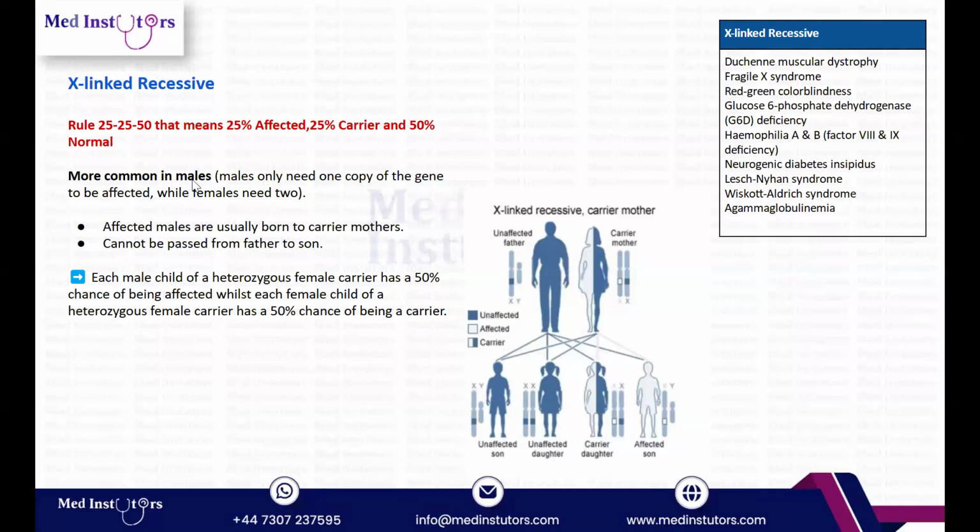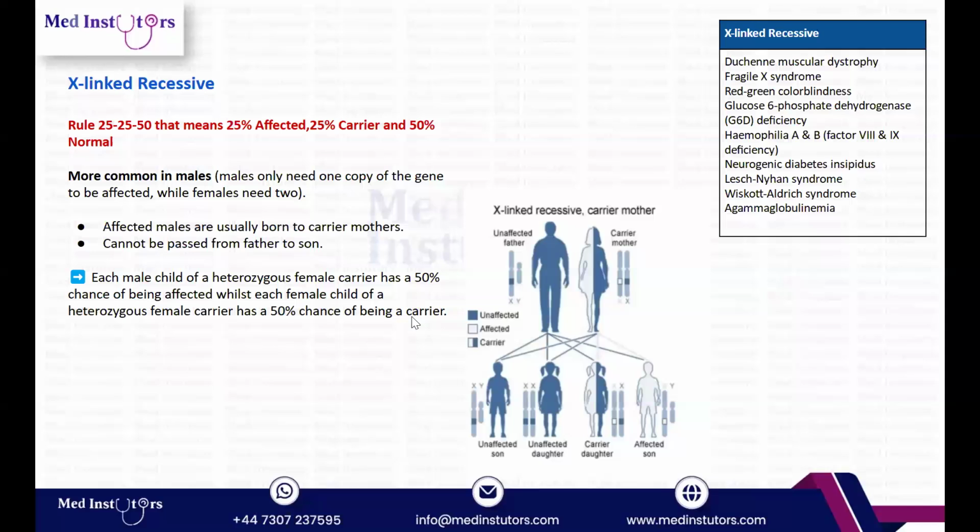It is more common in males, because males only need one copy of the gene to be affected, while females need two. Affected males are usually born to carrier mothers. Why? Because the father cannot pass the X chromosome to their son. So that's logical. Each male child of a heterozygous female, which is a carrier, has a 50% chance of being affected, whilst each female child of a heterozygous female carrier has a 50% chance of being a carrier.